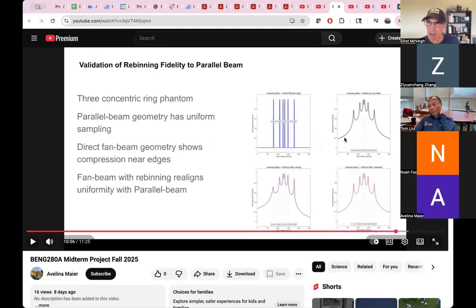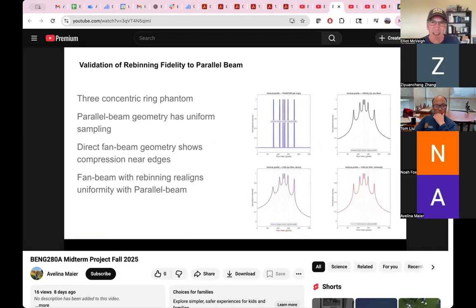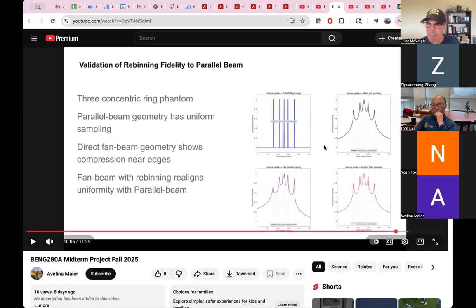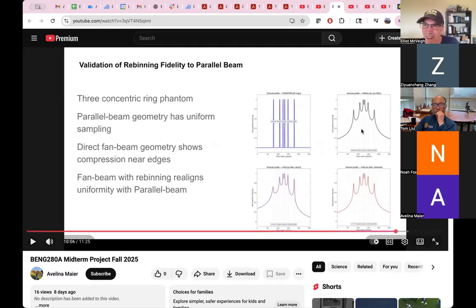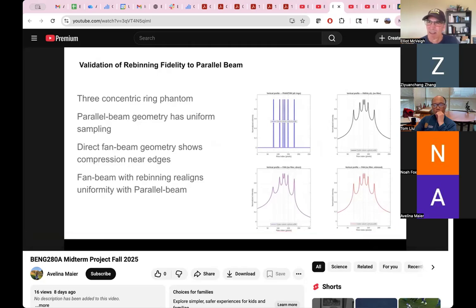Okay. And so these are profiles through a concentric... So there's three concentric rings. Is that what this phantom is? That's the profile through the middle. Yeah, I should have added a picture of it, but I like the structure of the slide. Looking back, I should have put it in there, but these are the vertical profiles of three concentric rings so that we could demonstrate the changes in fidelity to parallel beam after it was rebinned. We wanted to show that certain areas were compressed and widened as a consequence of fan beam geometry.